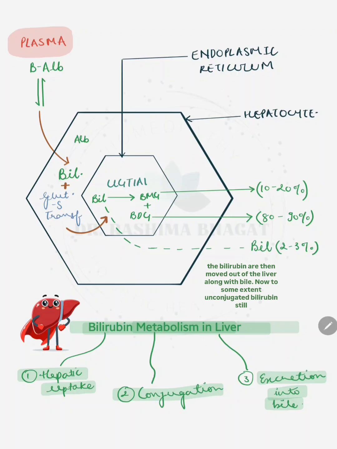Now, to some extent, unconjugated bilirubin still remains in the hepatocyte and is still thrown out along with the conjugated form, but this unconjugated bilirubin is then again moved from the bile into the liver, and the cycle of converting this into conjugated bilirubin continues. I hope this was very easy for you to understand how the bilirubin-albumin complex enters the hepatocyte, how it dissociates, how it is acted upon by certain enzymes, how it is converted into conjugated bilirubin, and how it is moved out of the hepatocytes along with bile.